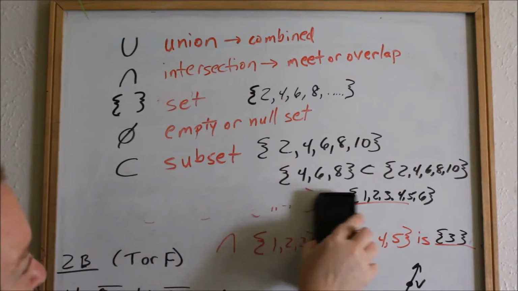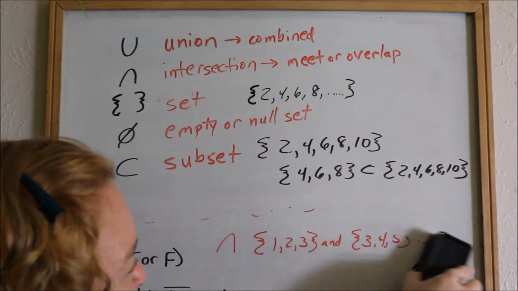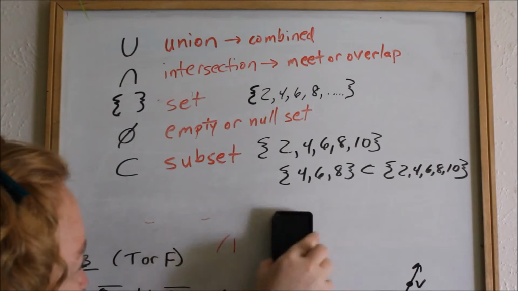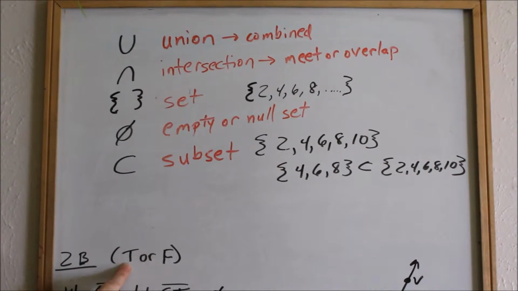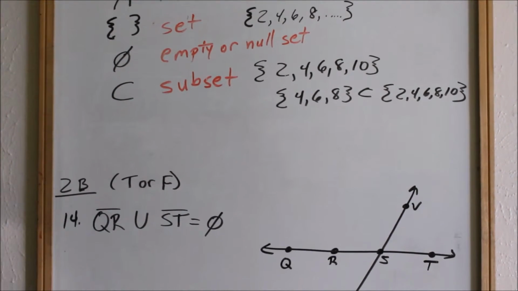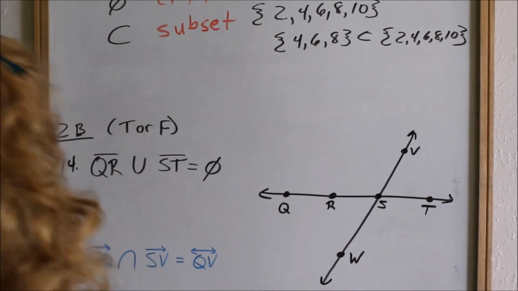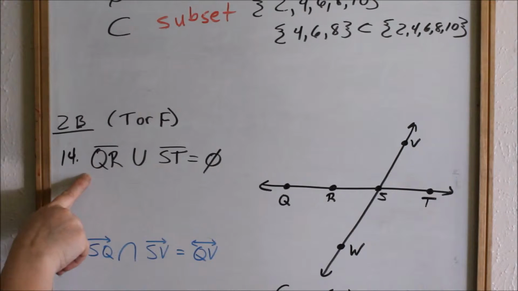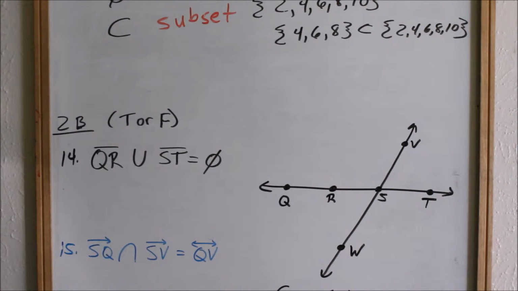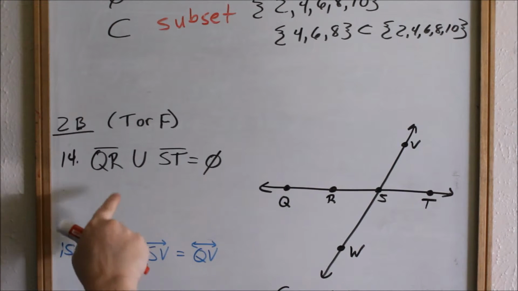Now we're going to work some problems with these definitions with line segments and lines and rays. So if you look at 2B, all of these problems are true or false. In my opinion, you need to work them out and determine your answer. Then you'll know if it's true or false. I always recommend using two different colors to redraw this to help you with your solutions.